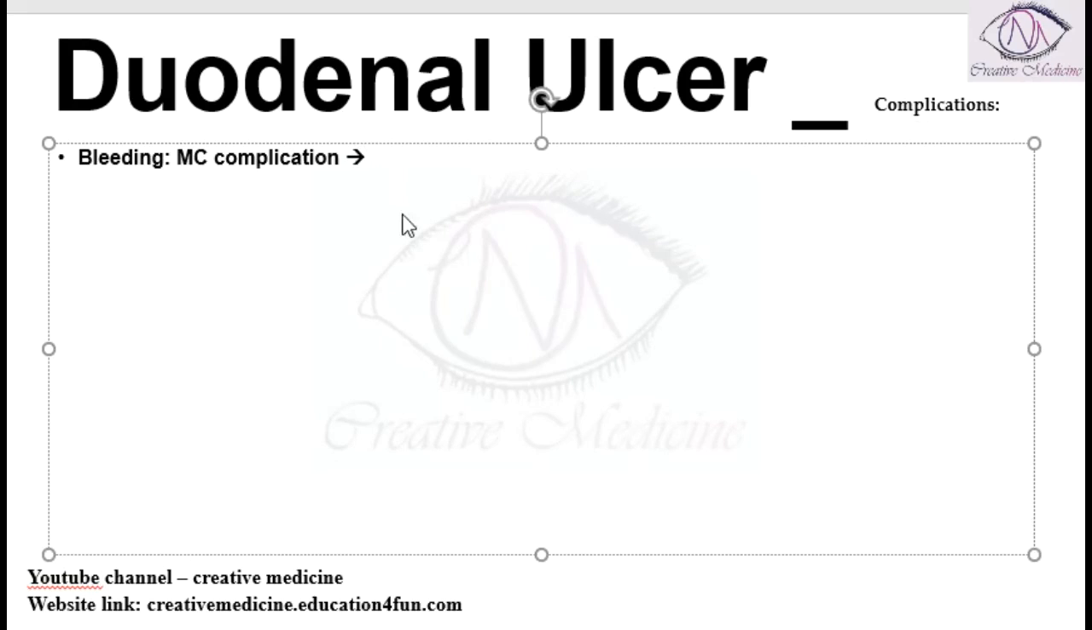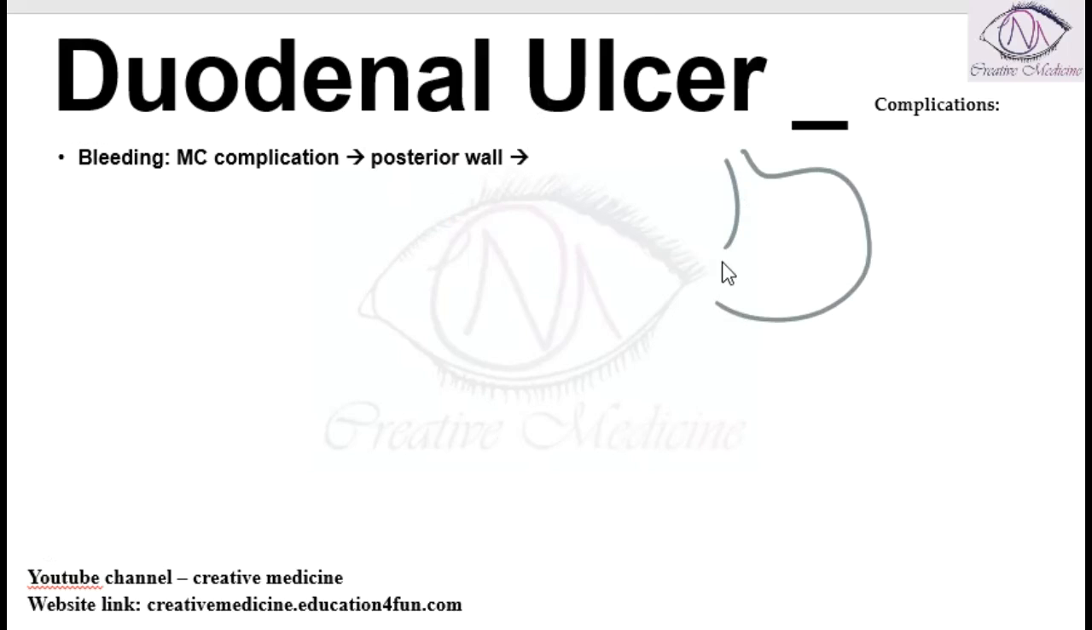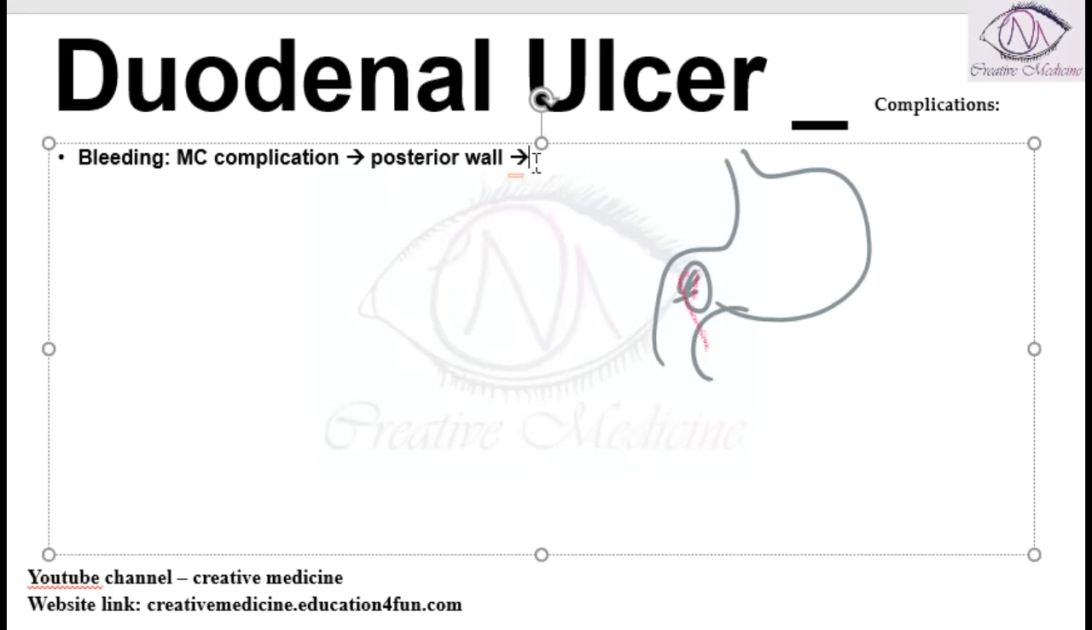Where is this bleeding seen? It is more commonly seen on the posterior wall of the duodenum, and it is due to the artery. The source of bleeding is the artery called the gastroduodenal artery, which is the most common source of bleeding in duodenal ulcer.